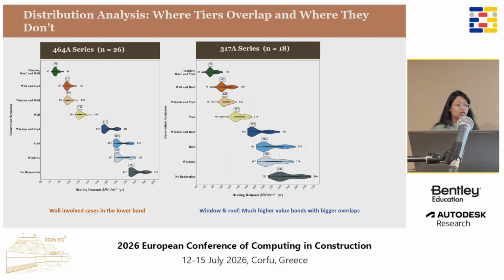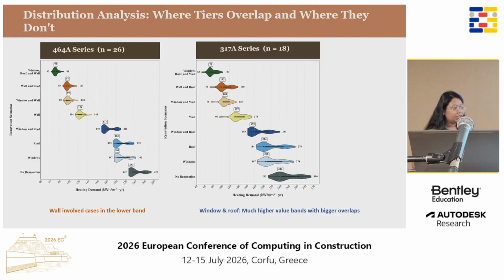To understand the results better, we also plotted them as a violin plot to see the distribution. You can see that again the window and roof scenarios, in the blue shades of the violins, are at a higher demand, and the wall-involved results are quite satisfying.